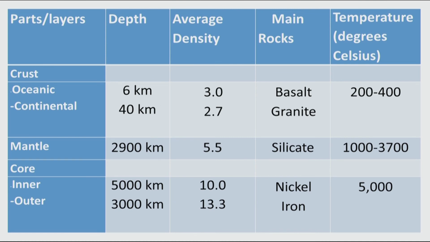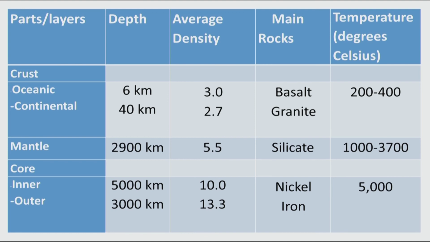And the final part, the core, we look at the inner core. It has the depth of 5,000 kilometers. The outer core, 3,000 kilometers. But the average density of the outer core is 13.3 grams per centimeter cubed, while the inner core is 10 grams per centimeter cubed, showing us that the outer core is heavier than the inner core. The inner core and the outer core are made of nickel and iron, and the temperature is 5,000 degrees Celsius.